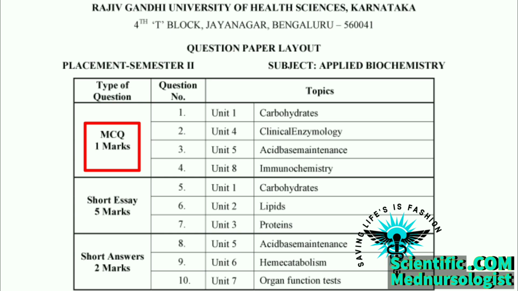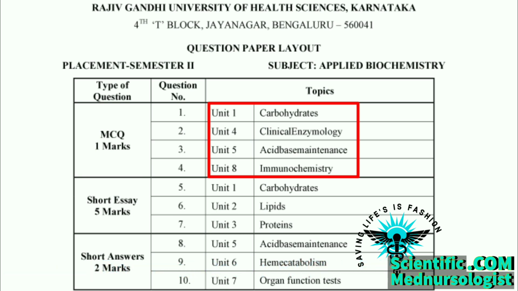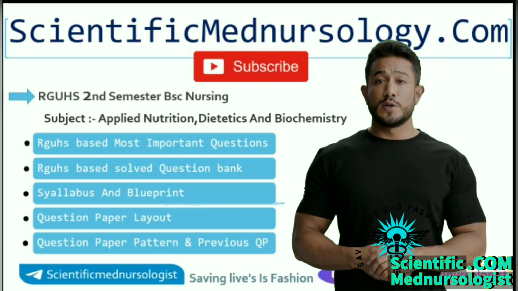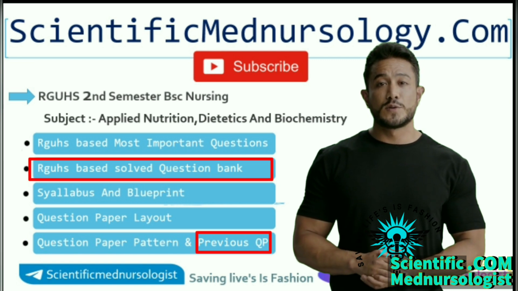Third part is MCQ part, which carries 4 marks. It consists of mainly 4 standard questions. All of these 4 standard questions will be asked in your degree examination, and all the standard questions in this MCQ part are: first standard question is Unit 1, that is carbohydrates. Second standard question consists of Unit 4 clinical enzymology. Third standard question consists of Unit 5 acid-base maintenance. Fourth standard question consists of Unit 8 immunochemistry. 4 MCQs will be asked from any of the standard questions listed below. So this is all about the applied biochemistry subject RGHS based solved question bank with previous question papers.